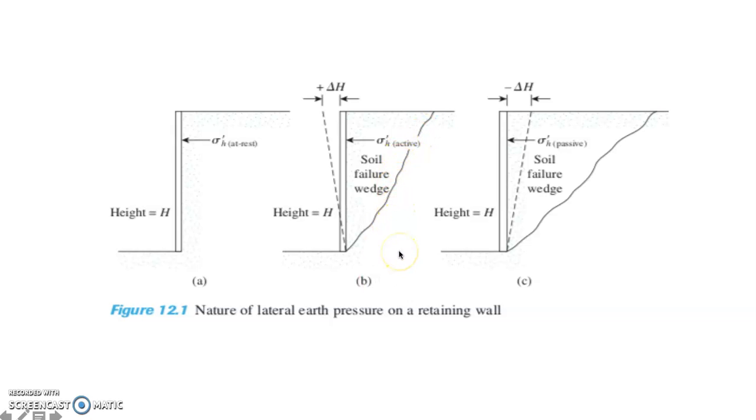We have here an illustration for the retaining wall that has moved. There is translation along the x direction. That translation, or the movement, is a certain distance, which we call delta H. So the movement of the retaining wall is away from the soil. This is our soil, and this is the retaining wall. As it moves away from the soil, this is what we call active lateral earth pressure.